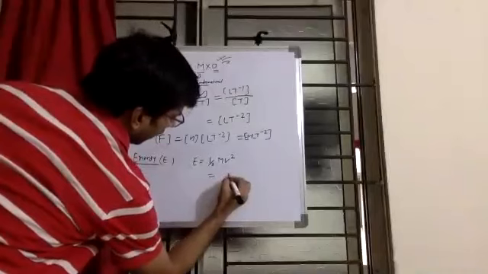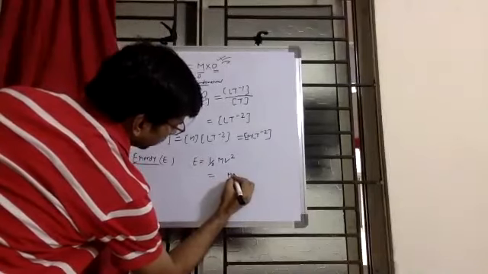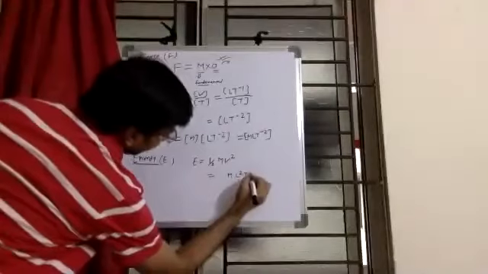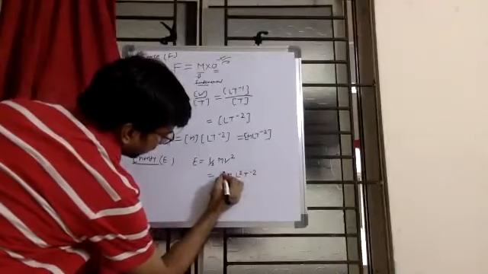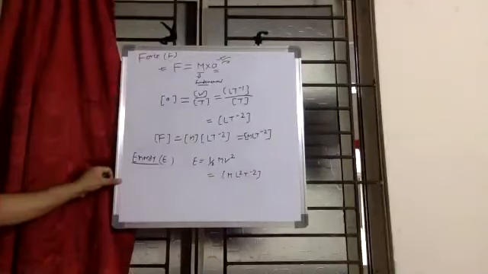M into L square by T square. Okay, so m into, what did you say? M L square, L square T, T to the power minus 2. Right, so this is the dimension of energy.